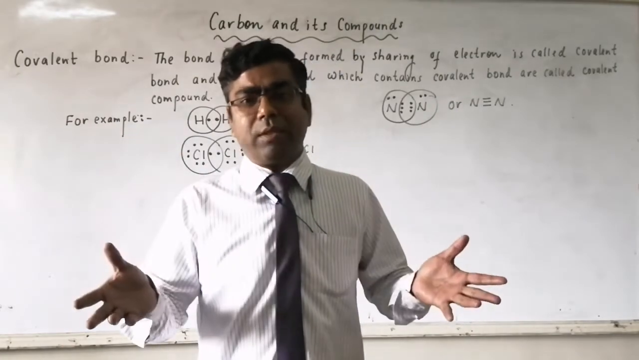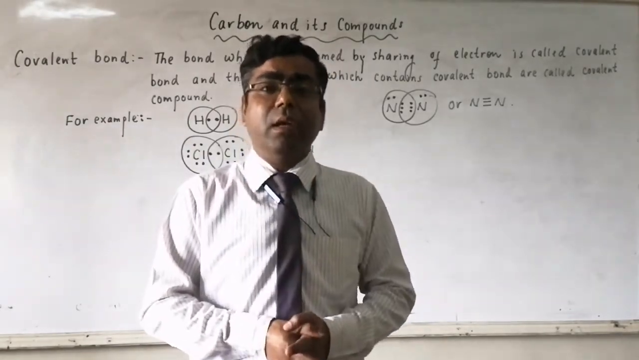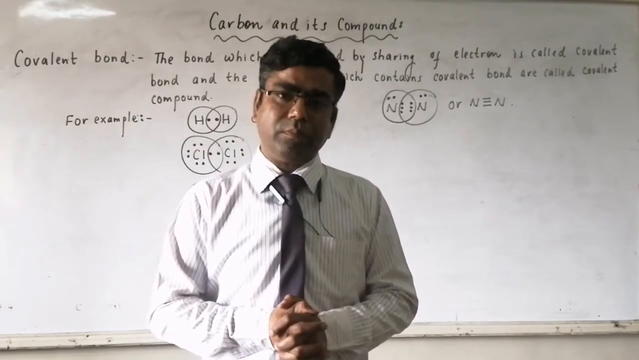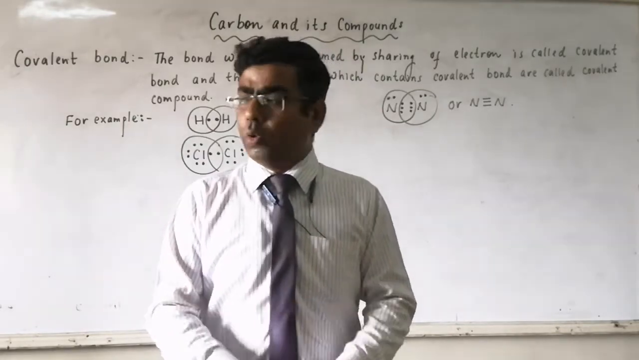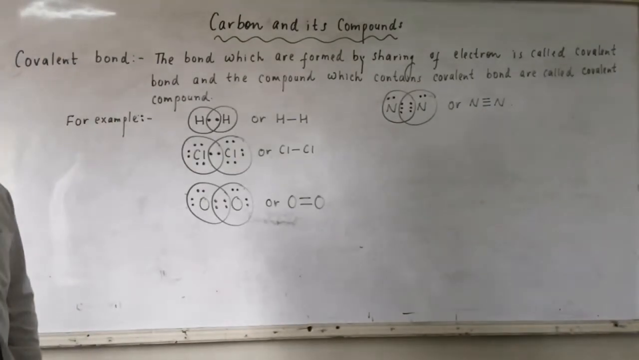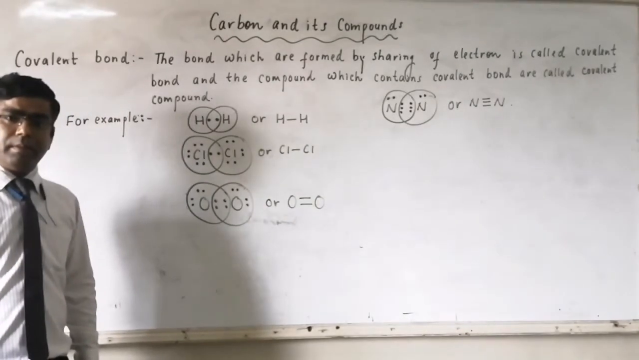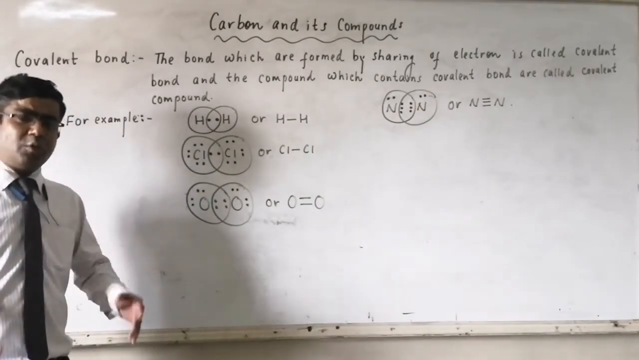Gaining and losing takes place when metals and non-metals are there, and sharing of electrons takes place when only non-metals are there. So let us take an example of the H2 molecule. H2 is a covalent compound because the bond present is a covalent bond.